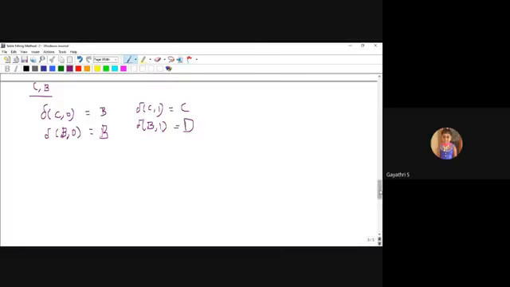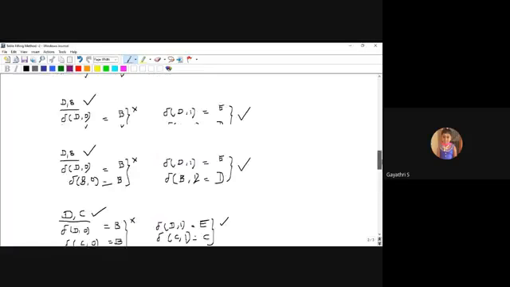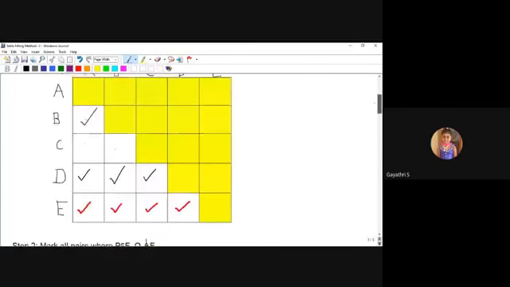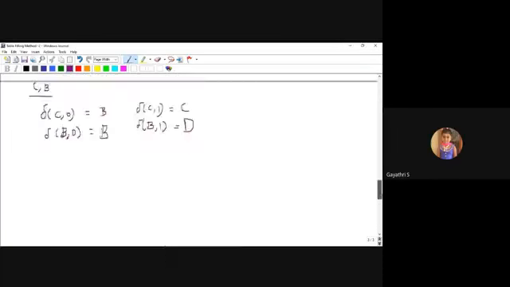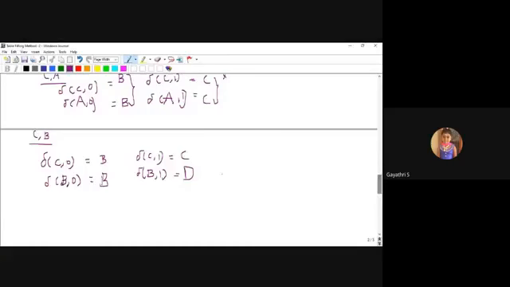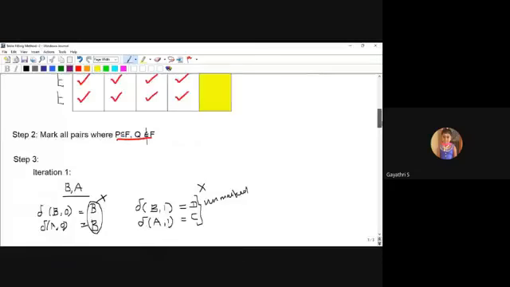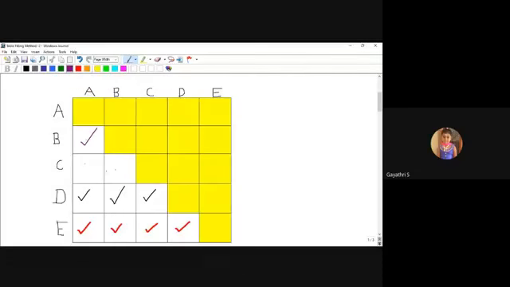Going to check which is already marked or not. CD or DC. CD was marked during iteration 1. Since CD is marked, I'm going to mark CB. Iteration number 2 is also over.